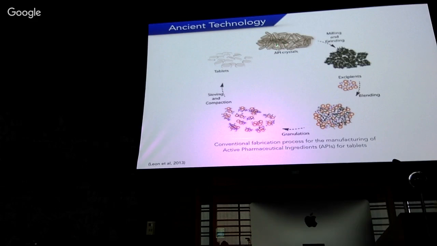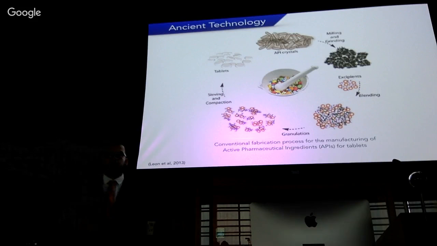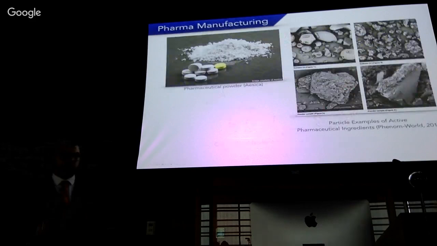So you start with your crystals. API means active pharmaceutical ingredients. You start with your crystals, you grind them, and then you mix them with more chemicals called excipients. Then you dosify, do a granulation, and then you put it into tablets. So this is like playing with candy in a mortar, like you're trying to mix things.